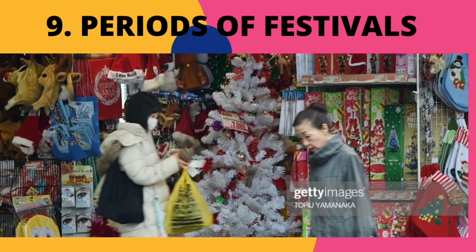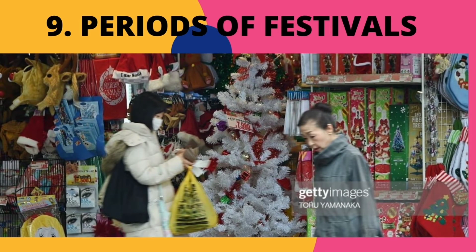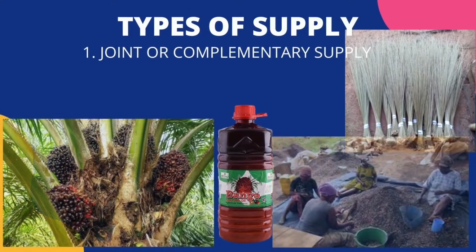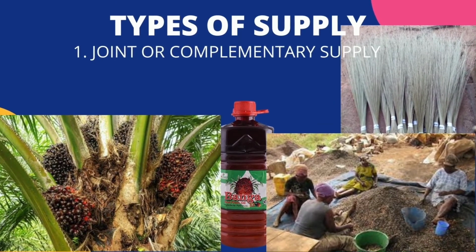9. Period of festivals. In period of festival, sales increase dramatically in almost all retail areas. More commodities are demanded and supplied during festivals like Christmas, Easter, Ramadan, etc. Christmas is significant because it is typically a peak selling season for retailers and producers in many nations around the world. Sales increase dramatically as people purchase gifts, decorations, etc.